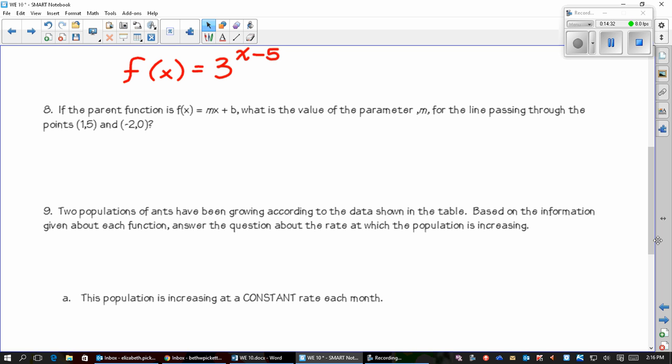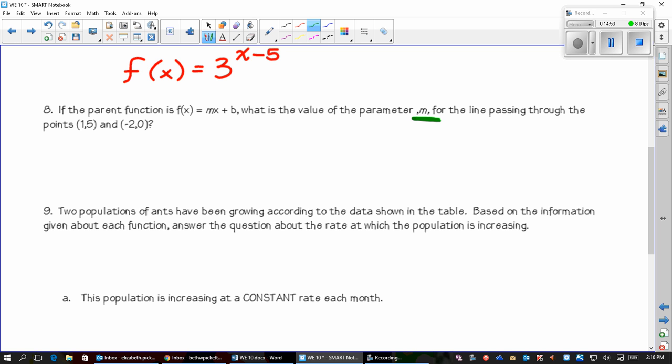Okay, parameter is a fancy word. We'll see if that matters. For the line passing through the points (1, 5) and (-2, 0). Well, parameter is a fancy word, but we know that m stands for slope. So if this is a linear function and we're trying to find the value of m, essentially what we're doing is finding the slope.